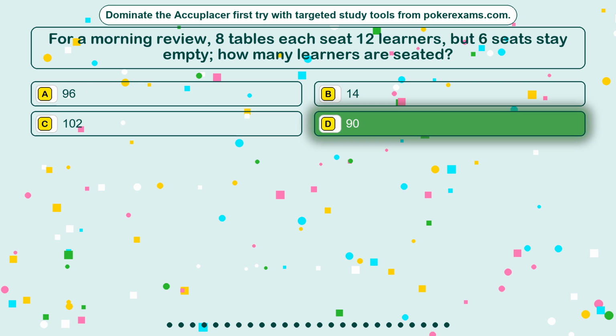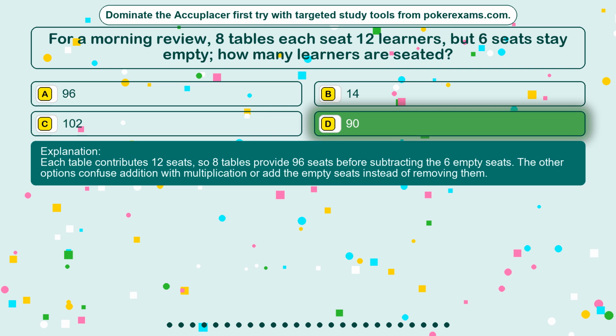The correct answer is option D, 90. Each table contributes 12 seats, so 8 tables provide 96 seats before subtracting the 6 empty seats. The other options confuse addition with multiplication or add the empty seats instead of removing them.